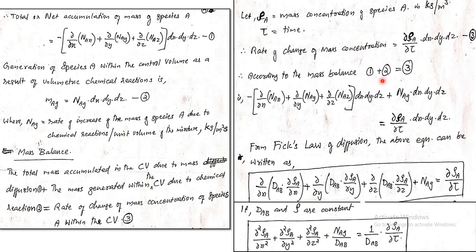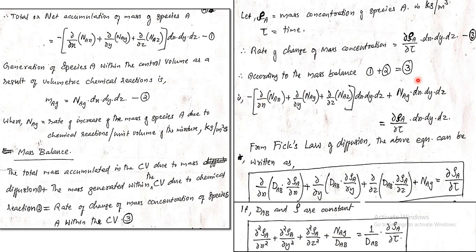According to the mass balance equation, we can equate all these three equations. Equation number 1, mass diffusion along all directions. Second equation is mass generation due to chemical reactions, and the rate of change of concentration is the third equation.